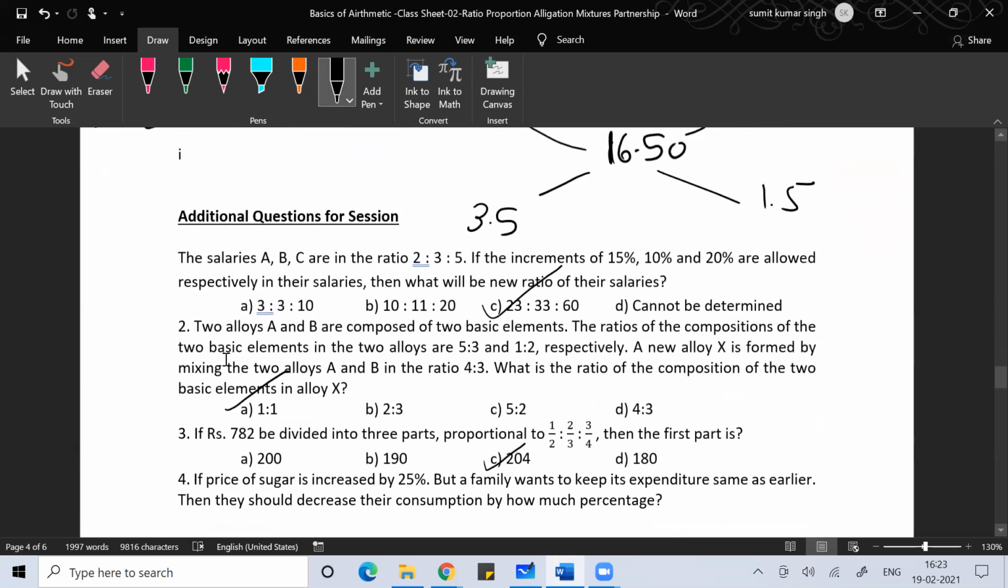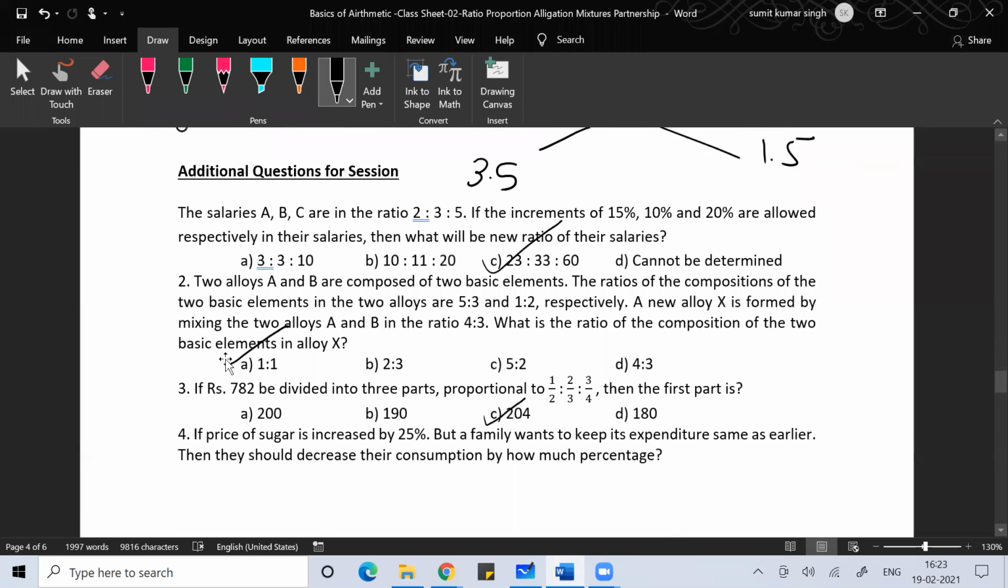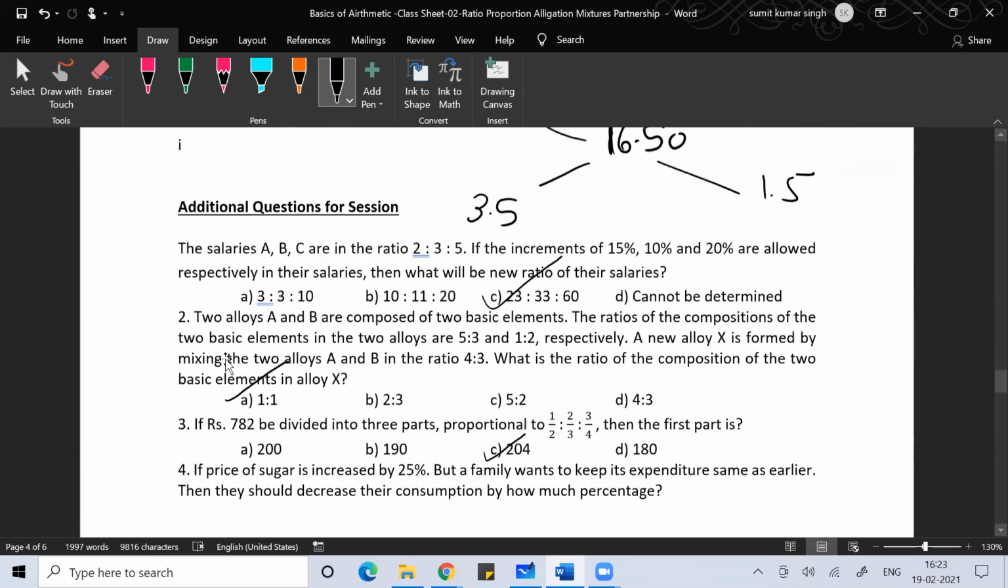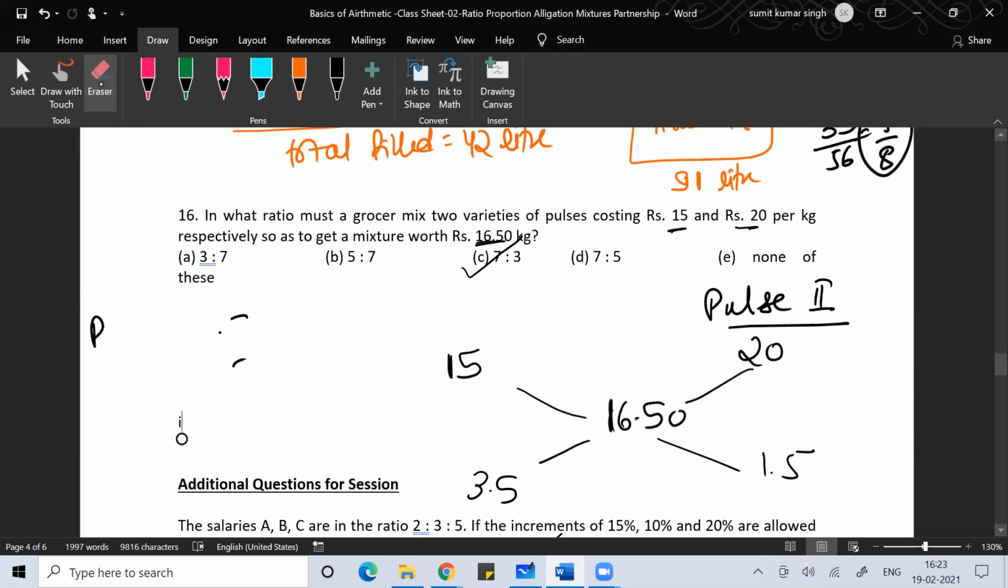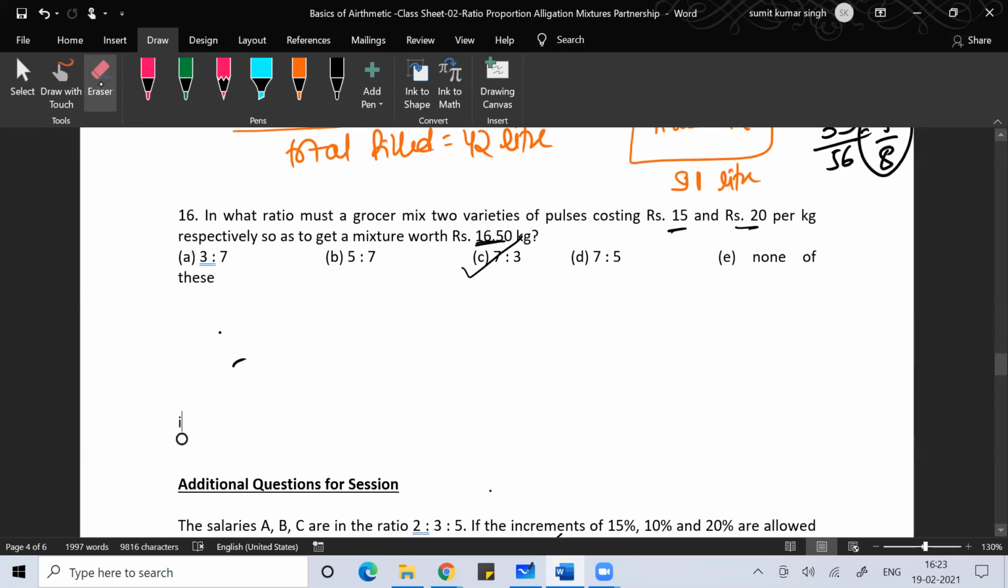Now you see this question. Let's see if you want to do this question. There are many ways to do these kinds of questions, but this is what is called alligation and mixture, a topic where you mix two things to get an average.